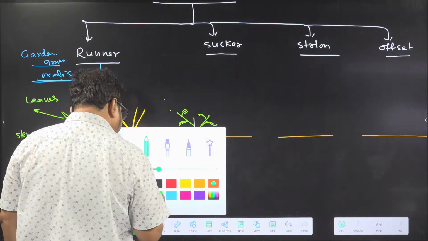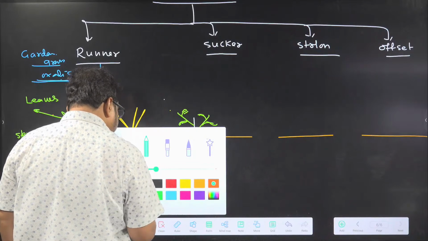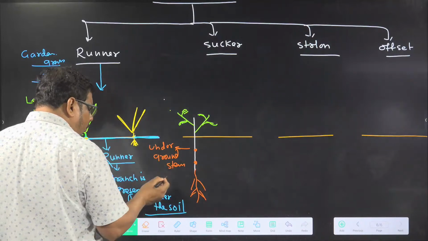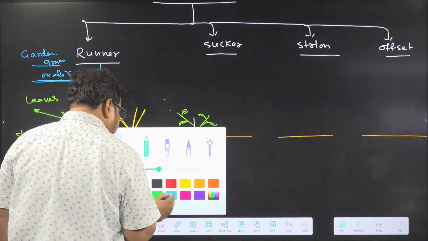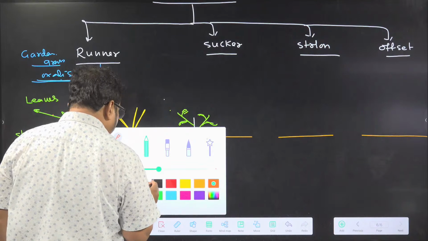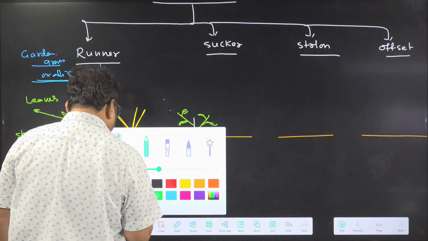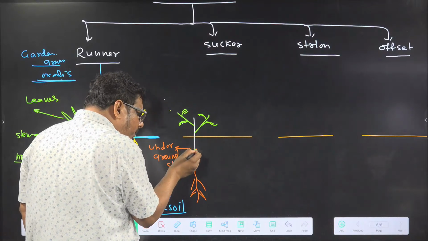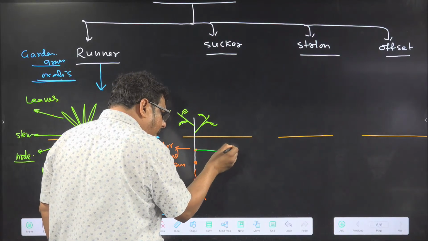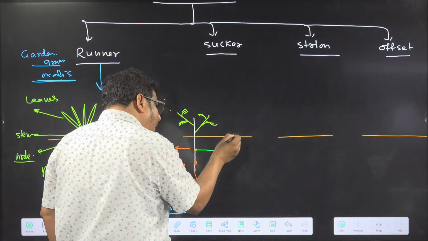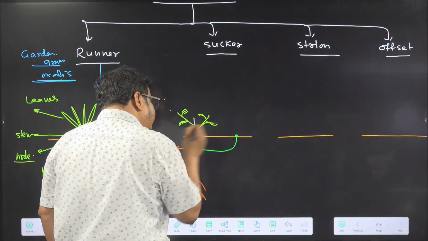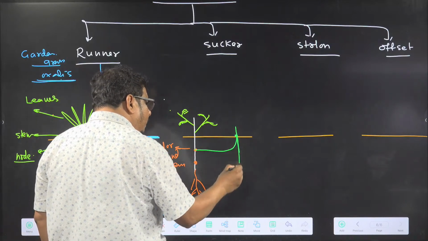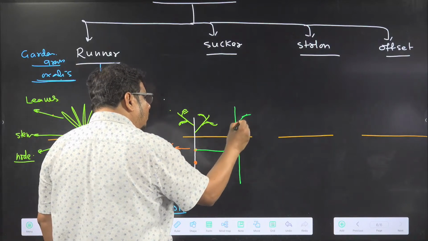And if node is there, what happened? Who is arising from here? Buds are arising. So look here, who is arising? Buds are arising. And these buds are converted into which one? Branches. These buds are converted into branches. So look here. This is growing horizontally up to certain time, then going to move and touch the soil. And where they touch the soil, new node arises, new root, new branch, new plant is going to arise like this.